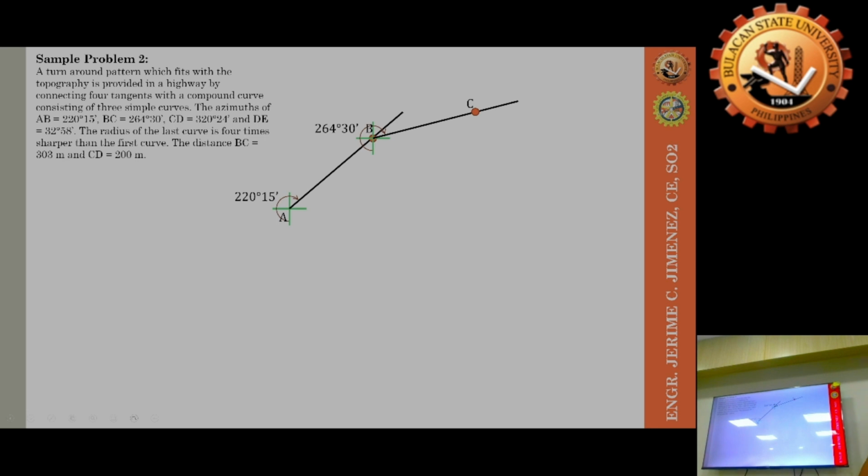Okay. Next is line CD. So may C na tayo, kuha tayo ngayon ng 320 degrees 24 minutes, then gawa tayo ng line. Okay? Ito naman yung point D natin.